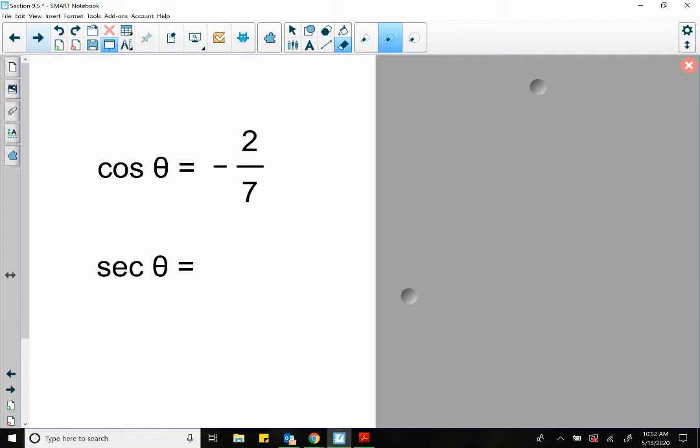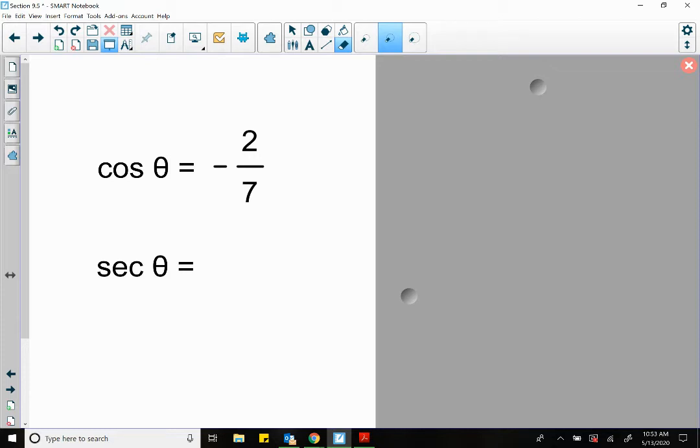All right. So now they want you to take this cosine theta, which is equal to negative 2 over 7, and tell me what secant theta is. Okay? So they want you to take this cosine negative 2/7 and tell us what secant theta is.